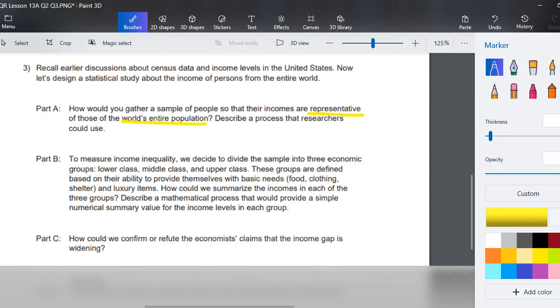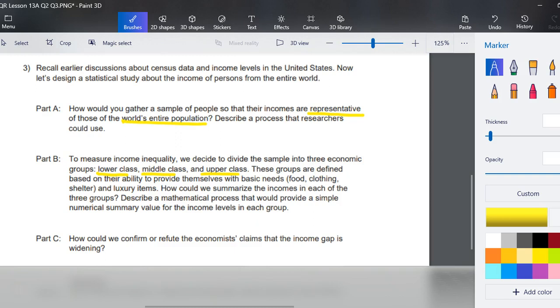Part B, to measure income inequality, we decide to divide the sample into 3 economic groups: lower, middle, and upper. These groups are defined based on their ability to provide themselves with basic needs like food, clothing, shelter, and luxury items. How could we summarize the incomes in each of these 3 groups, describe a mathematical process that would provide a simple numerical summary value for the income levels in each group?